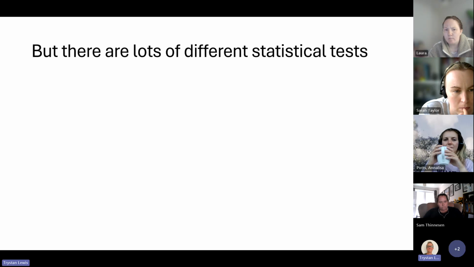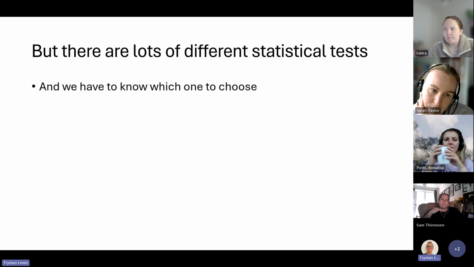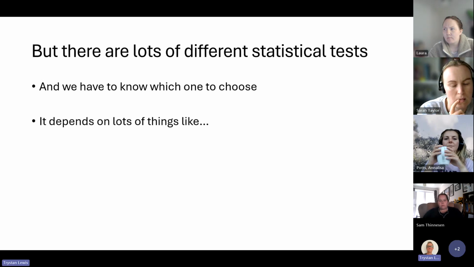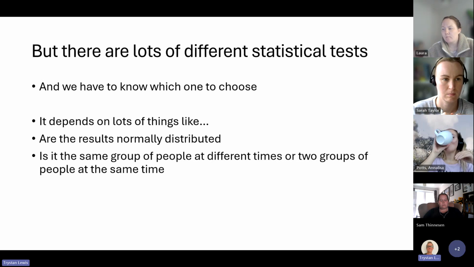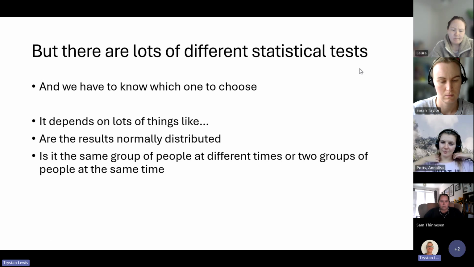Oh, no, but there's lots of different statistical tests. And we have to know which one to choose. And it depends on so many things. Are the results normal? Do they give one of those nice curves like we had, like the football players? Do they look like that? Is it the same group of people at different times, or is it different groups of people at the same time? That matters as well.